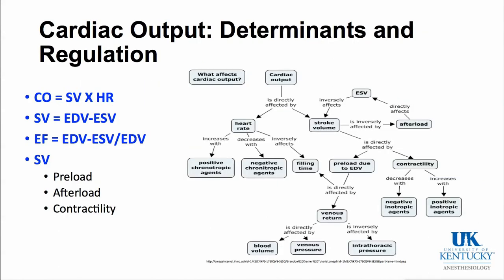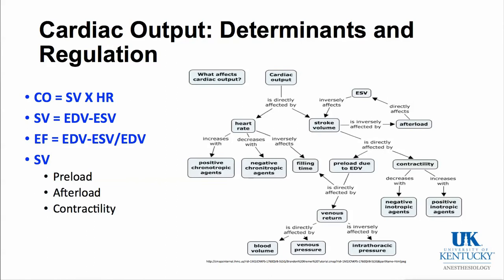Cardiac output, what are some of the determinants and regulatory factors? Remember that cardiac output is stroke volume times heart rate, and that stroke volume is the difference between how full the heart is at end diastole minus how empty the heart is at end systole. For example, 100 cc's at end diastole minus 40 cc's at end systole would be a stroke volume of 60 milliliters and an ejection fraction of 0.6.